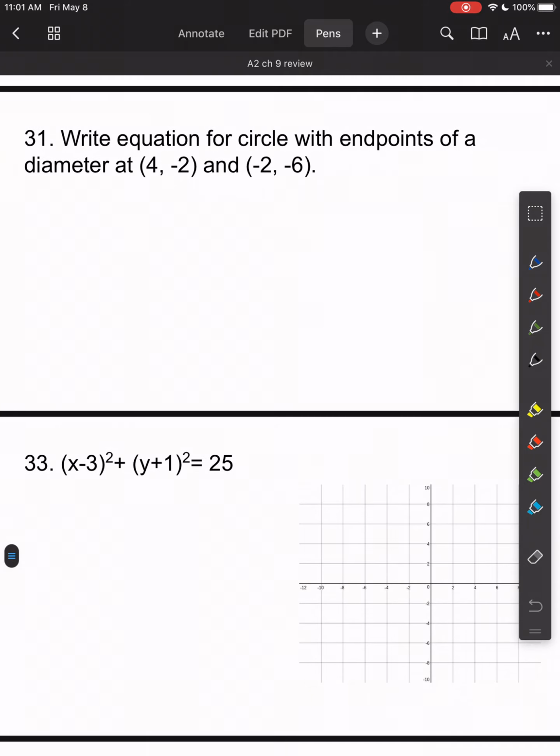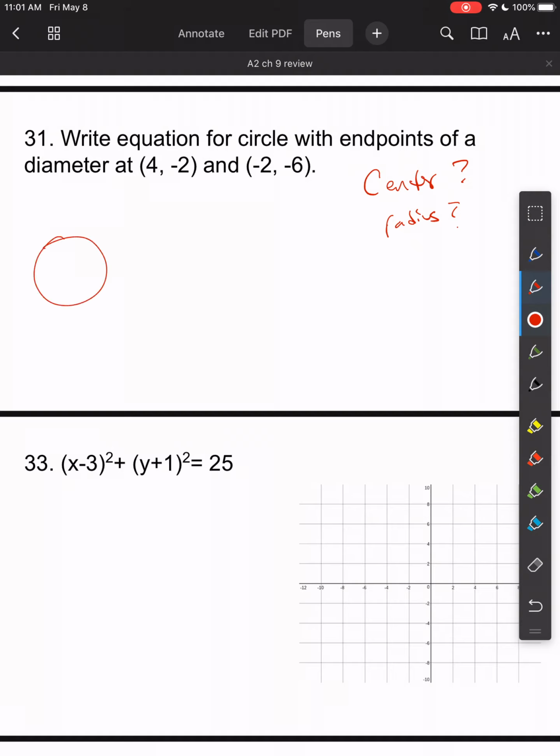For this one, it says write an equation for a circle with endpoints of diameter at these 2 points. In order for me to figure out the equation for a circle, I need the center. I need to know where the center is, and then I need to know what the radius is. If I have a diameter, here's a circle, here's a diameter. If I know this point and this point, the center of the circle is just going to be halfway. This is why we reviewed the midpoint formula.